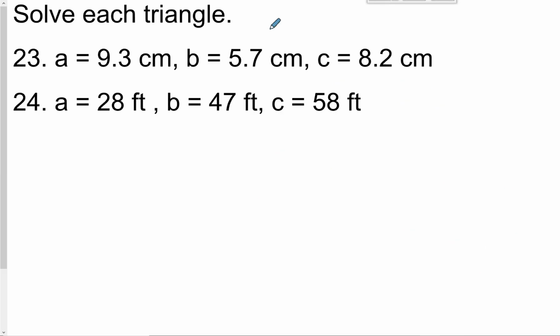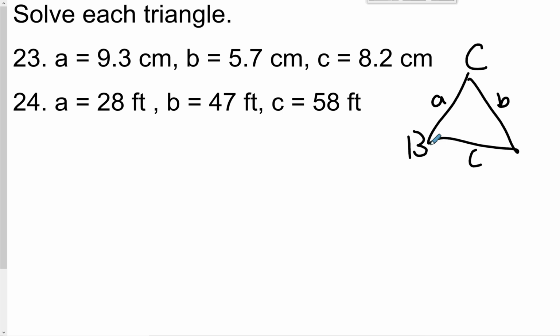Okay, so as we look at 24 here, I am given all three sides, A, B, and C. So I want to find these angles, A, B, and C. Okay, so here's where we're going to have to do it a little bit differently. We just take that law of cosines and manipulate it a little bit, right? So just pick an angle.